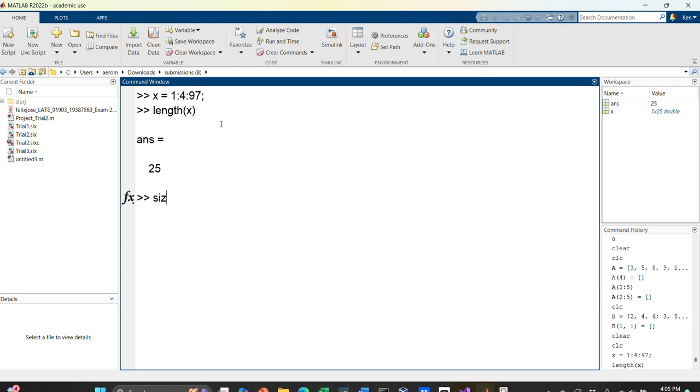We could also ask for the size of X. The size function is not just going to give you the longest dimension, it's going to give you both. It's going to give you two answers, the number of rows and the number of columns. So the way that we've defined X, it should be one row, and we found out it was 25 units long, so there'd be 25 columns. So the result of size X would be 1 and 25.